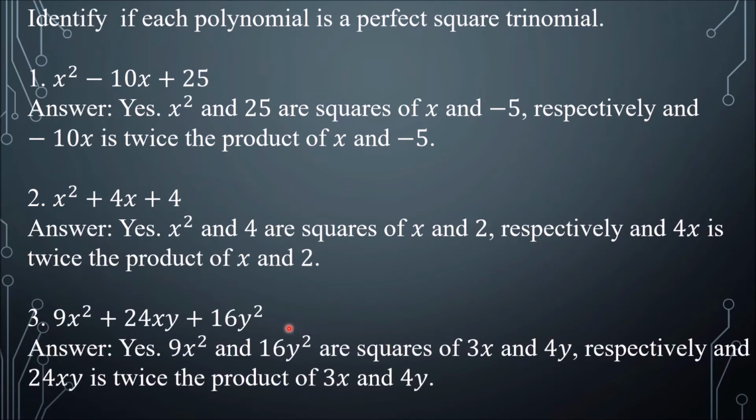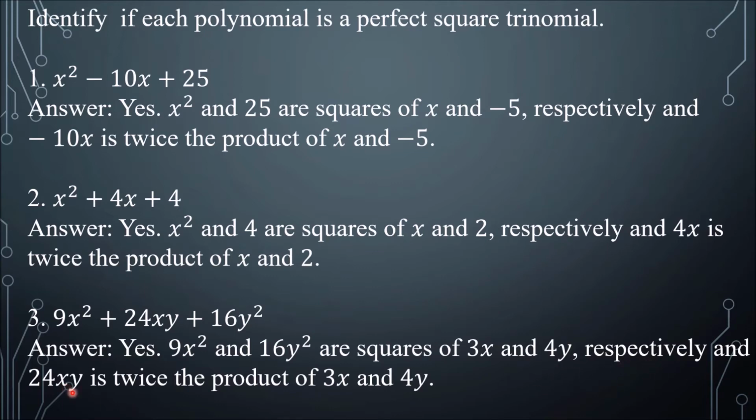Number 3, we have 9x squared plus 24xy plus 16y squared. Again, this is a perfect square trinomial. Because 9x squared and 16y squared are squares of 3x and 4y. So take a look at the first term, 9x squared, that is a square of 3x. The last term, 16y squared, is a square of 4y. So that's the first thing that you need to consider.